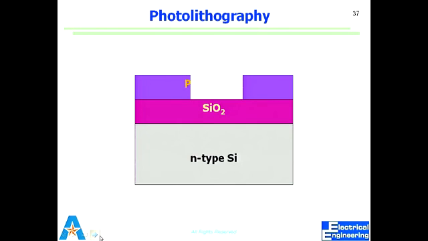But photoresist is a polymer. I'm going to remove this. I'm going to transfer this design now into a hard material, which is silicon dioxide. So I do etching and I remove silicon dioxide. Now I can just wash off the photoresist.